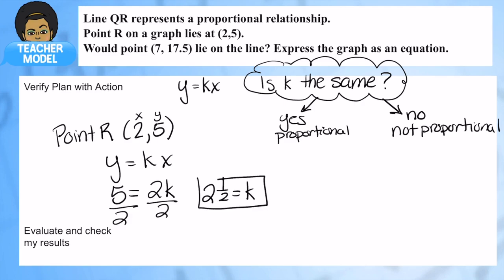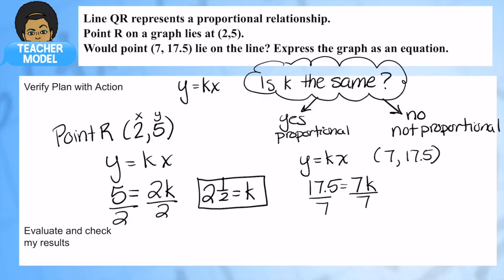So here's the first one. Let's try it out with the next one. Next ordered pair, same thing, y equals kx. Here our points are 7 and 17 and 5/10. So y is 17 and 5/10 is equal to 7 times k. Here we go. I'm going to do the same thing again. I'm going to divide both by 7. And if you're not sure, you can pick up your calculator.